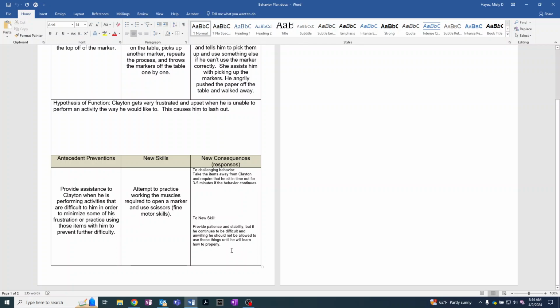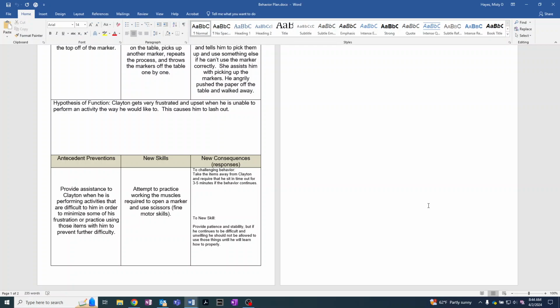So the new skill is we provide patience and stability. But if it continues to be difficult and he is unwilling, he should not be allowed to use those things until he learns how to use them properly, reinforcing those new skills. But we also need to be patient. Don't just come over there and take them away and put him in timeout and that's it. We have to talk through this with him. We have to be patient, but we also have to be stern. This is not what we do. At the same time, we're supporting him and helping him with those fine motor skills. Another way, too, is to get the parents involved, right?